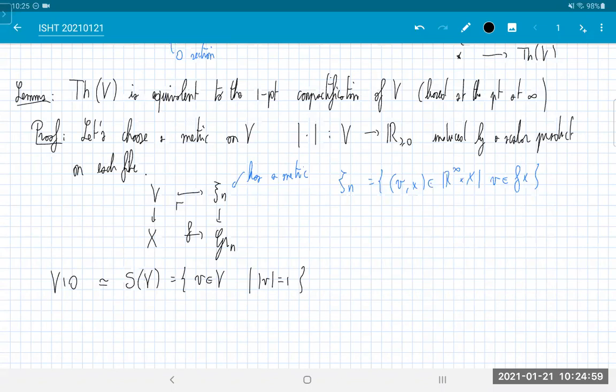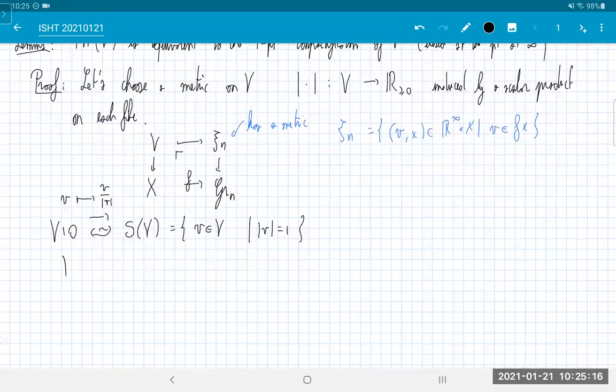That's because you have, well, you clearly have an inclusion here, but you have an inverse map here sending V to V modulo the norm of V. And that's, well, you do a straight line homotopy. This gives you a homotopy equivalence. On the other hand, V is equivalent to X.